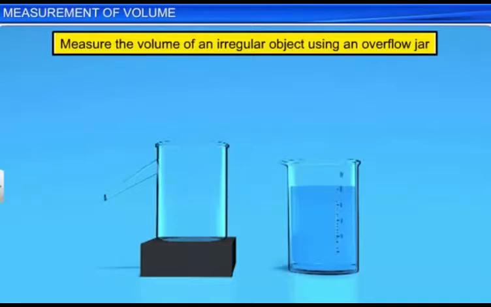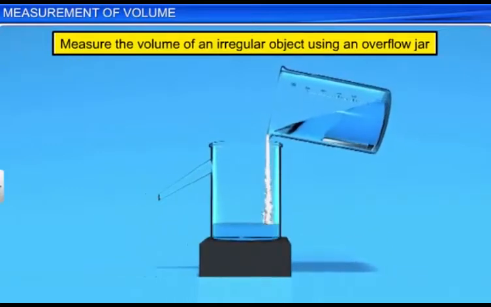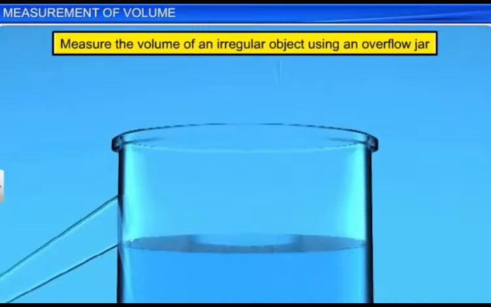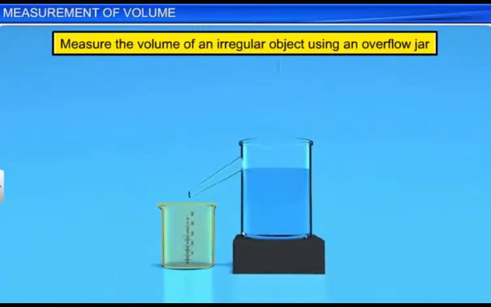An overflow jar consists of a vessel with an outlet or spout. Fill the overflow jar with water till the level of the water reaches the spout. Take a measuring cylinder and place it below the spout of the overflow jar. Now, tie the given irregular object to a thin long thread. Gently lower the irregular object into the overflow jar. The irregular object displaces some water from the overflow jar into the measuring cylinder through the spout.